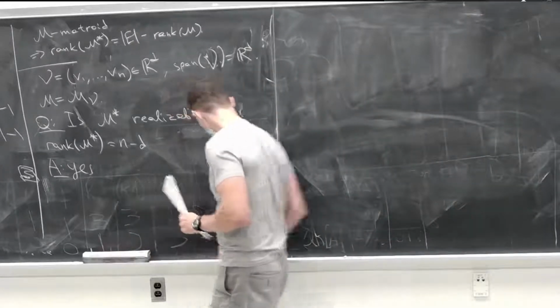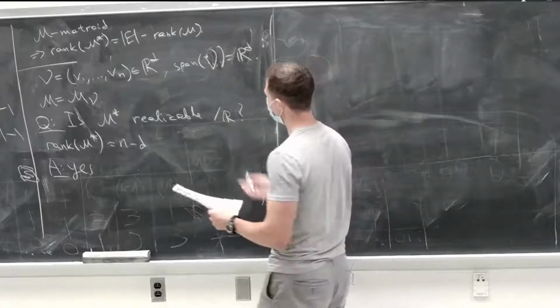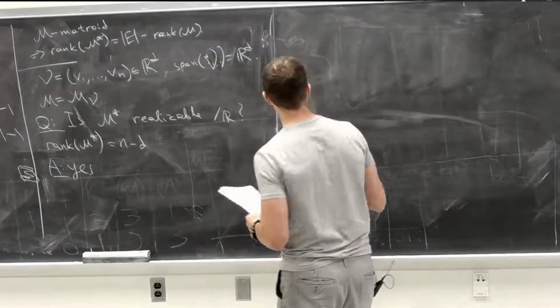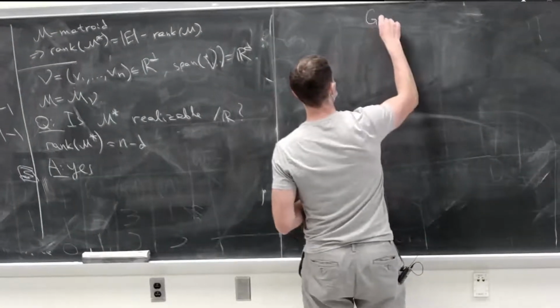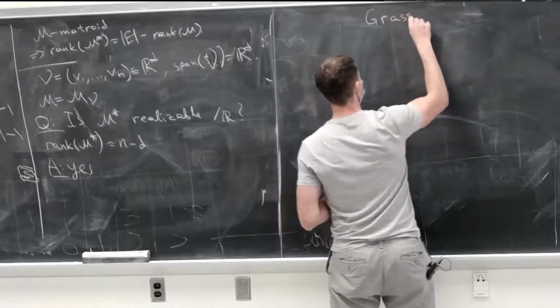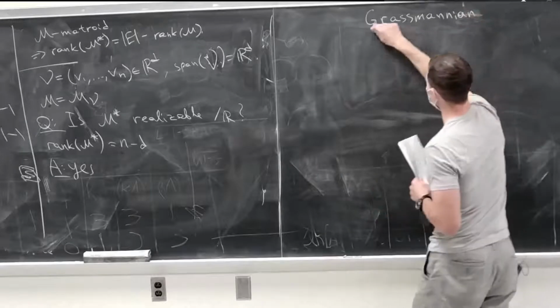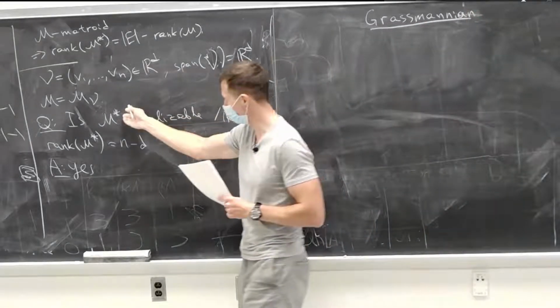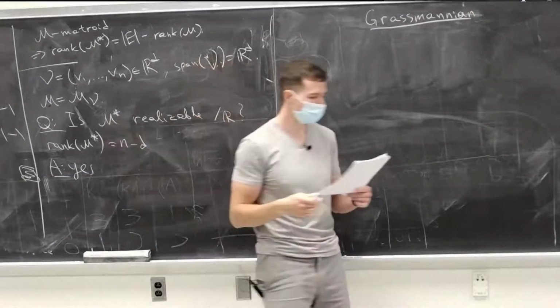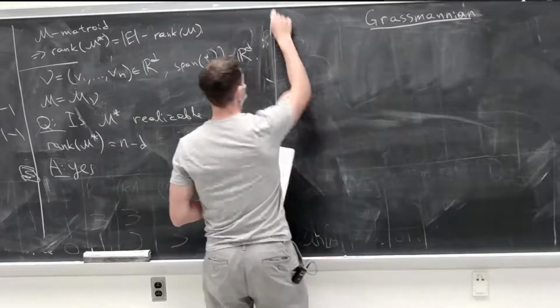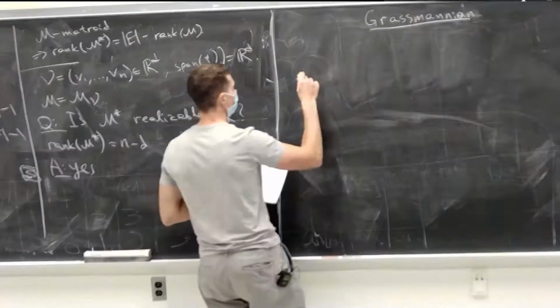Okay, so how do I explain this duality in terms of vector configurations? For that, I'm going to need to discuss the Grassmannian, because this duality happens to be a special case of Grassmannian duality. This is going to be a quick introduction to the Grassmannian.